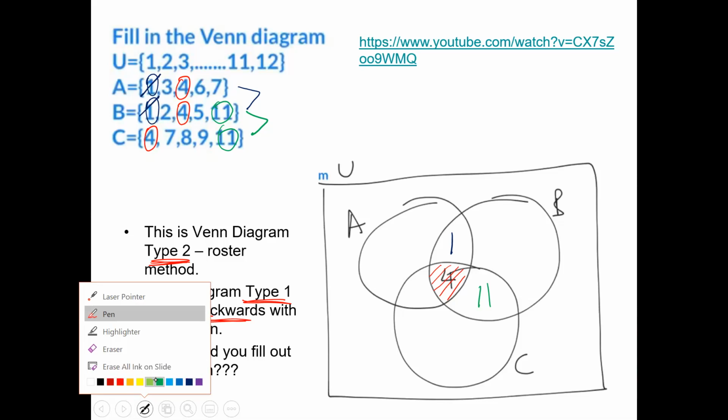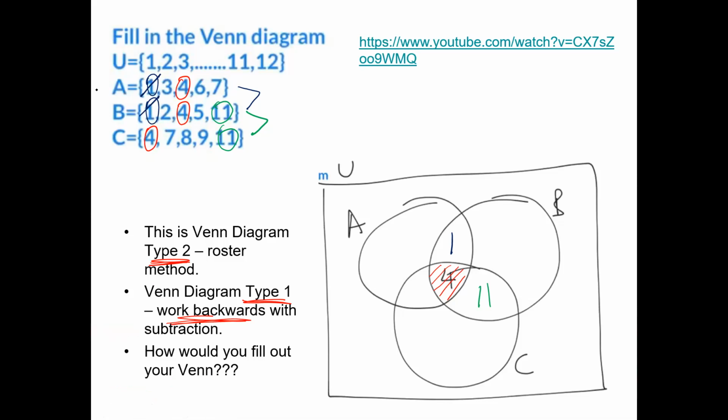Now let's take a look at A and C. So here we go, A and C. So I'm looking at these two right here. What do they share? Well, they all share 4, obviously, that's correct. They also share a 7. So put a 7 right here, okay?